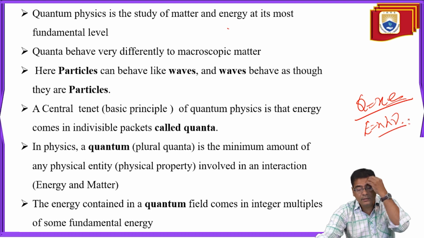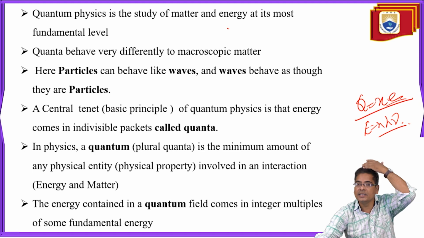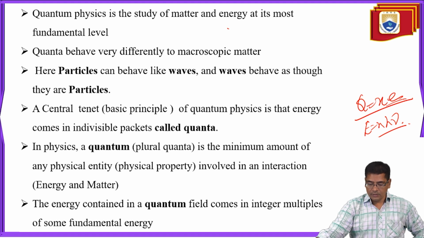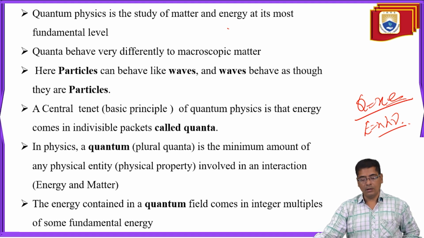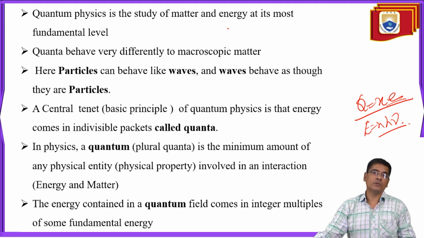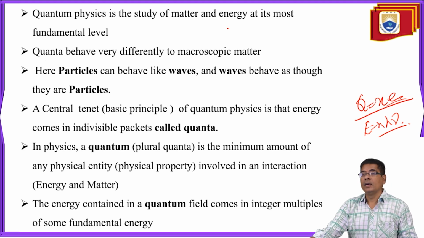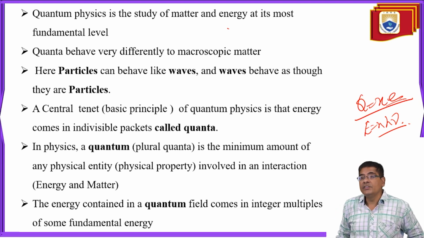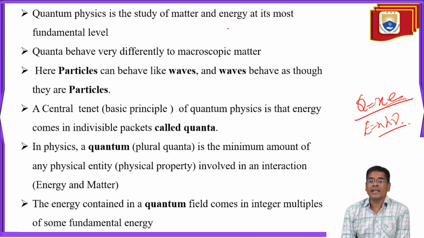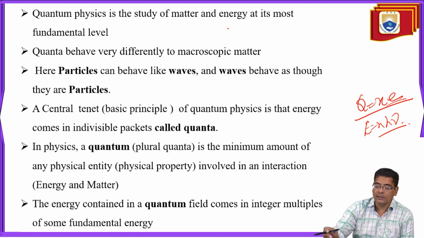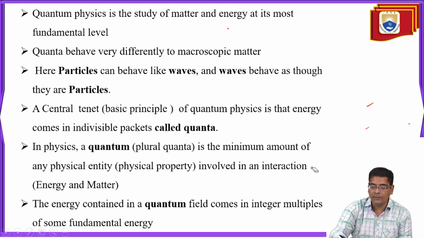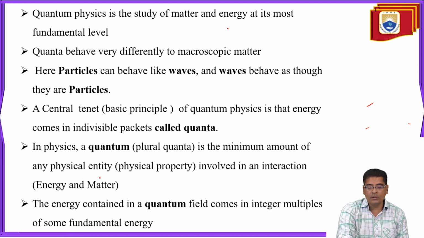The central tenet, the basic principle of quantum physics, is that energy comes out in indivisible packets called quanta. In physics, a quantum, plural quanta, is the minimum amount of any physical entity or physical property involved in interaction between energy and matter. Quantum physics is the study of matter and energy at its fundamental level.